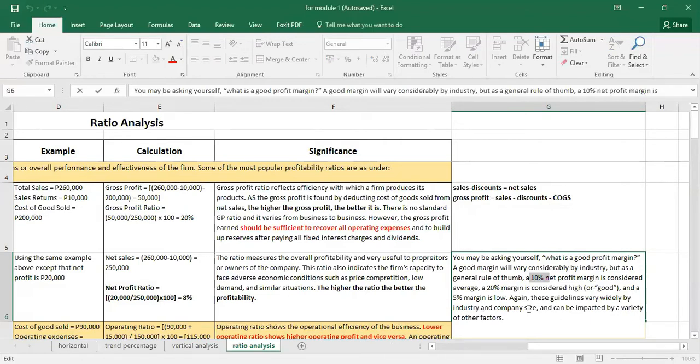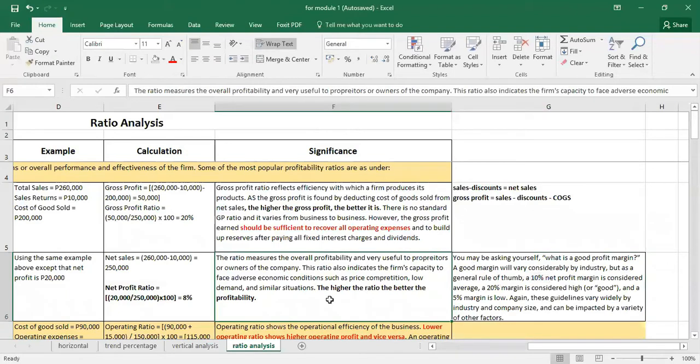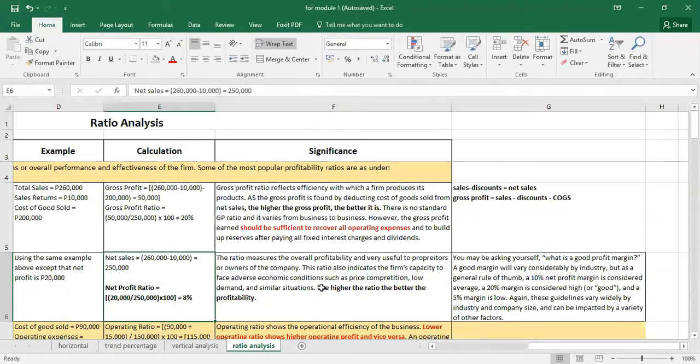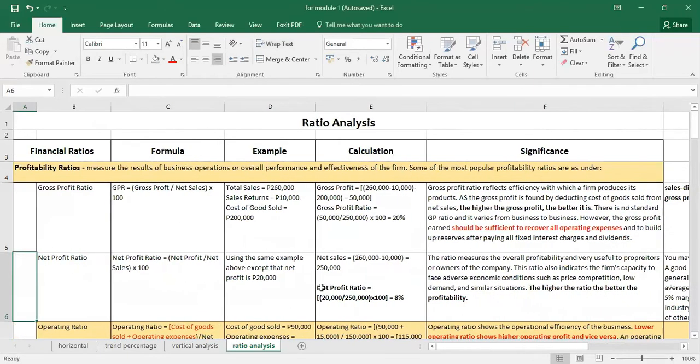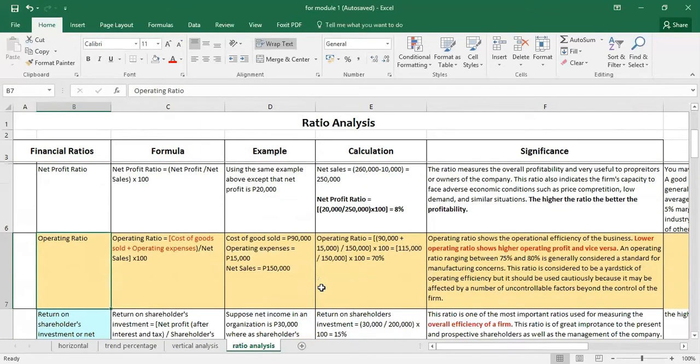Again, these guidelines vary widely by industry or company size and may be impacted by a variety of factors. So, general rule of thumb lang, kapag 5% mababa, considered mababa. Kapag 10, considered as average. And kapag 20, considered as mataas.